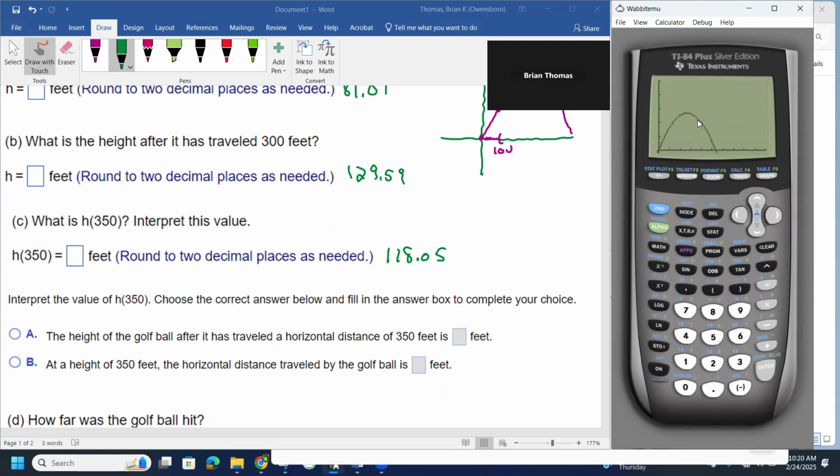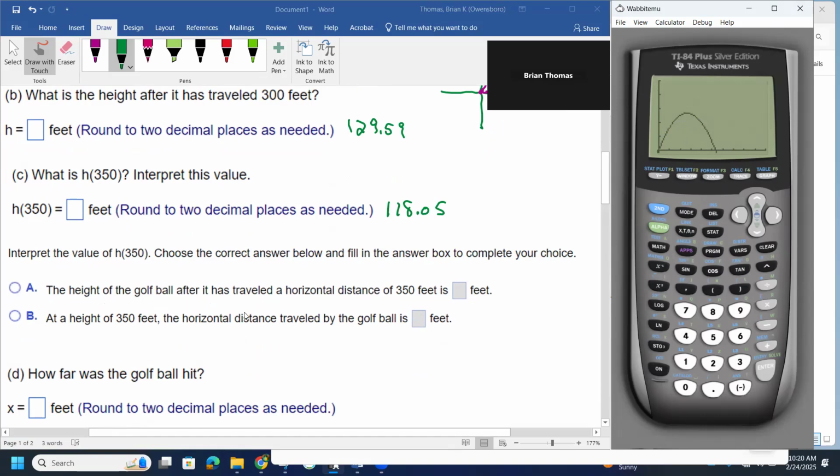be here. So notice how this is about where we would be. And notice how now we're counting by 50s. So this is like 50, 100. Notice how it's going to be a shade over 100. So 118.05 feet. So notice what this basically means is the height of the golf ball has traveled a horizontal distance of 350 is 118.05 feet off the ground.